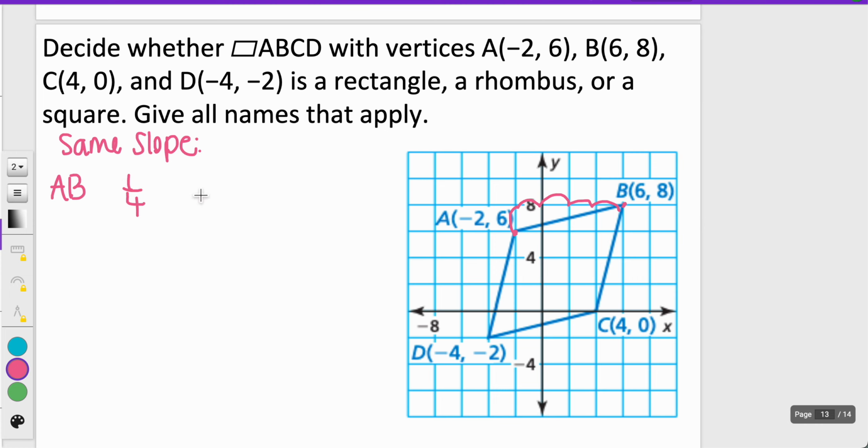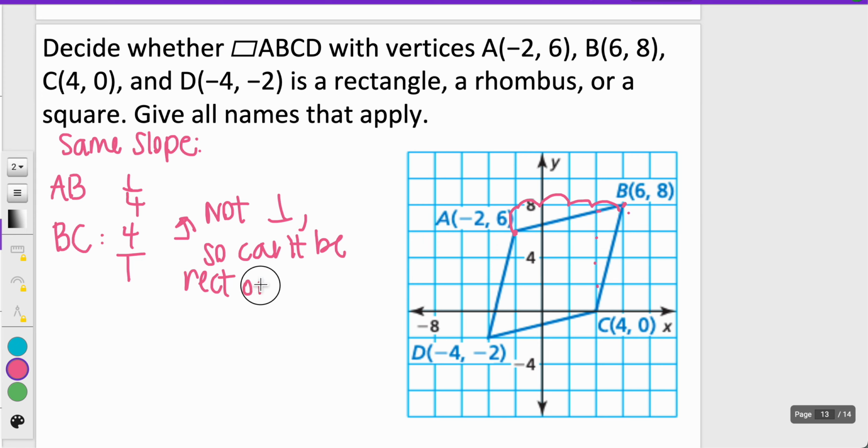And then across from that, I need to see how BC is looking. Obviously, BC is not going to be rise over 1, 4. It's going to be up 1, 2, 3, 4 over 1. So it does show me an opposite slope, but it's not showing me perpendicular. So not perpendicular, so it can't be a rectangle or square.